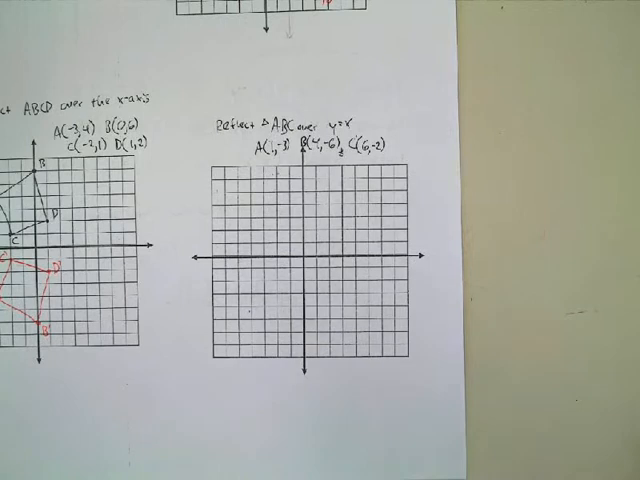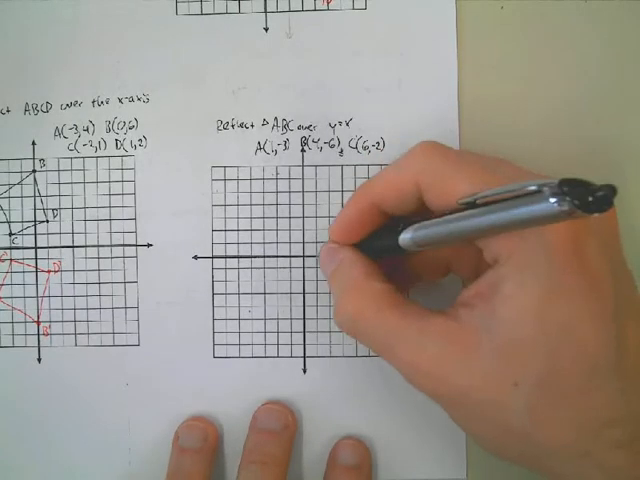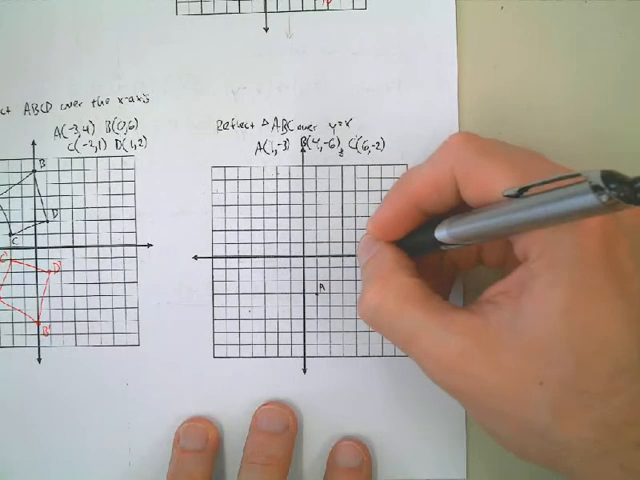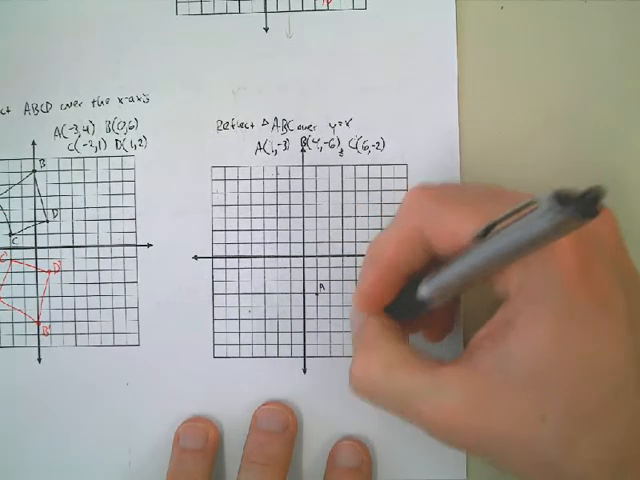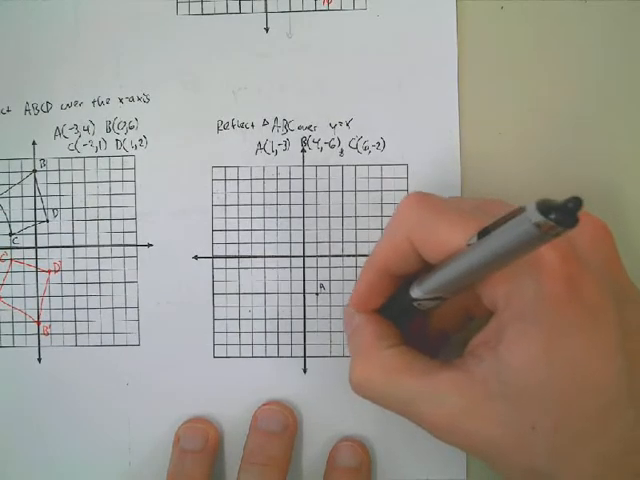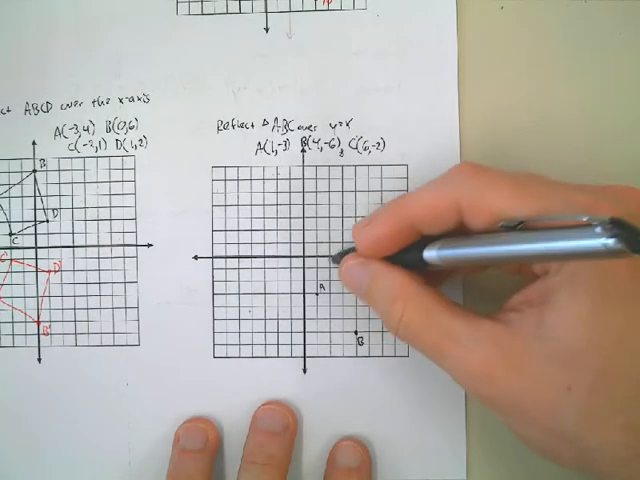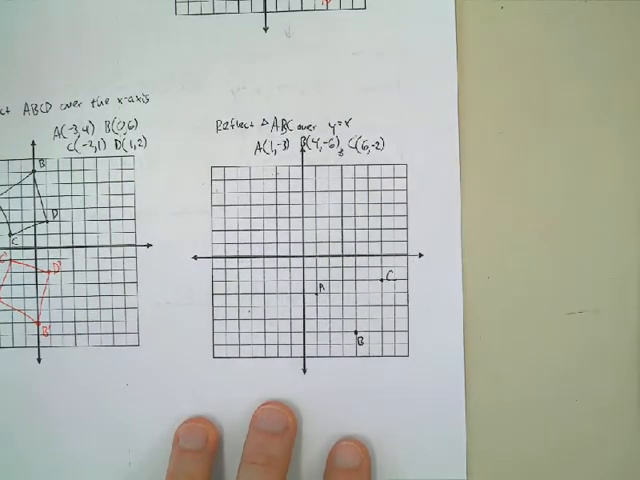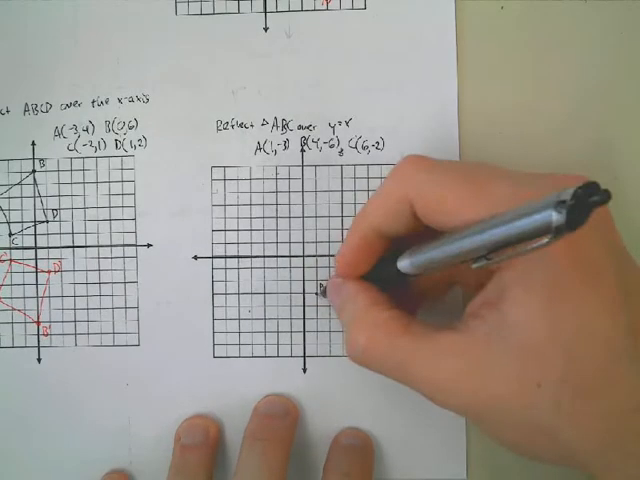All right, and then last one here, the triangle. A has coordinates 1, -3. So there's A. B has coordinates 4, negative 1, 2, 3, 4, 5, 6. And then C has coordinates 6, 1, 2, 3, 4, 5, 6, negative 2. Okay, and again, I'm just going to freehand this for the sake of time. Okay, like so.